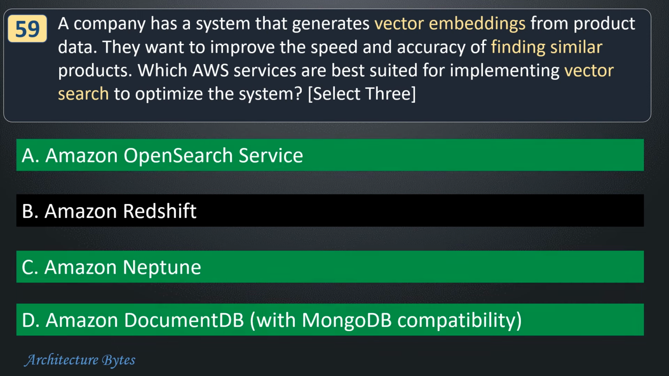Option A, C, and D are the right answers here. OpenSearch, Neptune, and DocumentDB support handling vector data and performing similarity searches via vector search. Redshift is a data warehousing service.